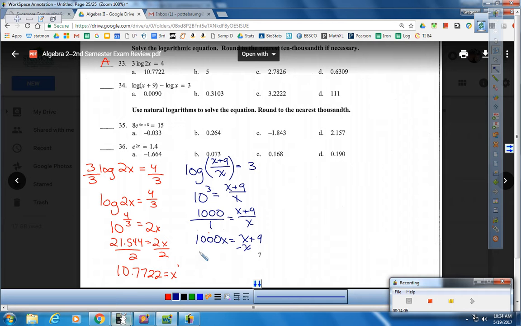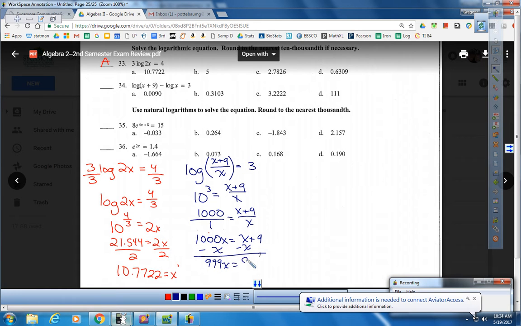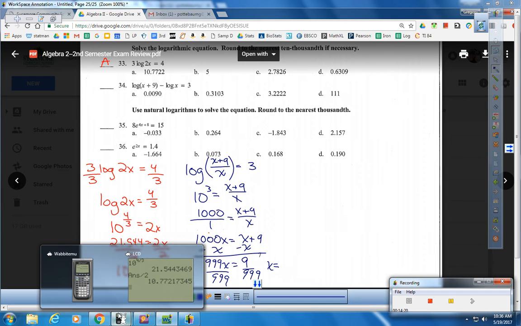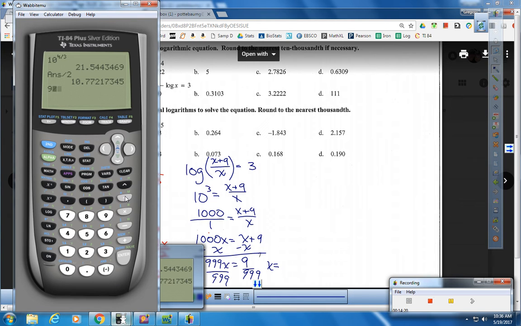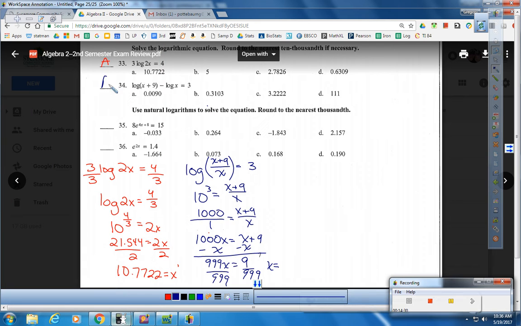Then I'm going to move the x. So 1,000x minus 1x is 999x, and that equals 9. So if I divide by 999, I get what x is. Whatever 9 divided by 999 is, 0.0090. So that's also A. Number 35.